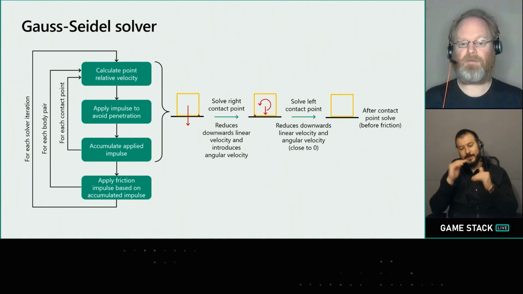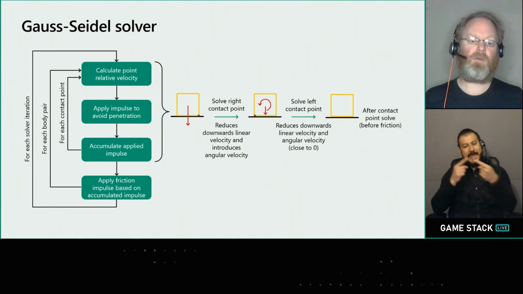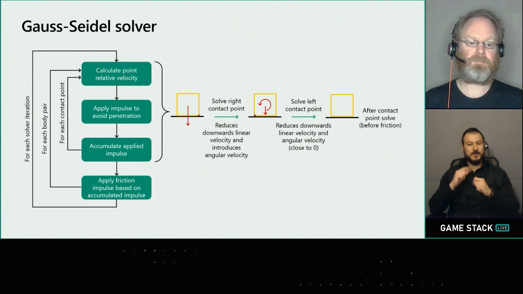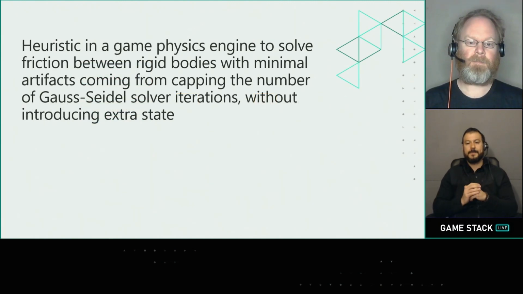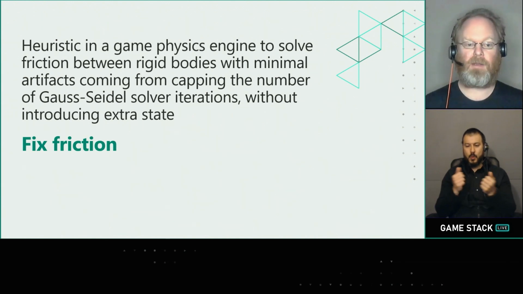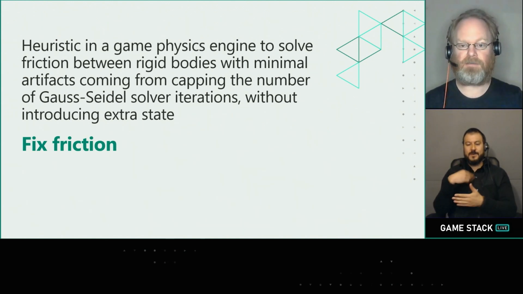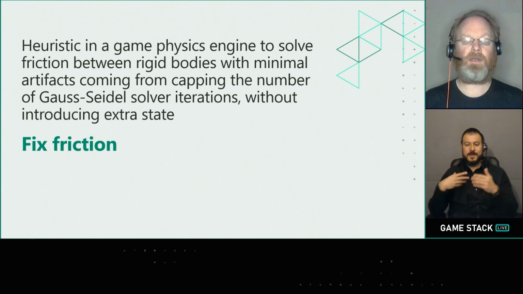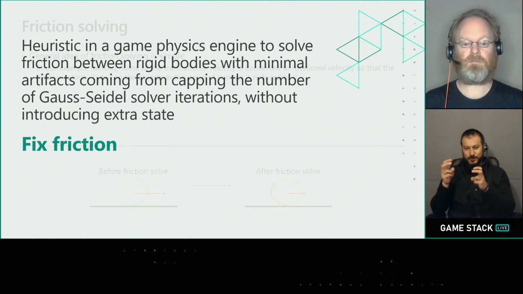But perfect is the enemy of good enough when we want performance. So we're going to need some fix-ups. And the first fix-up we need to do is with friction. We're capping the number of iterations, and we're introducing these issues. Let's look at friction first.